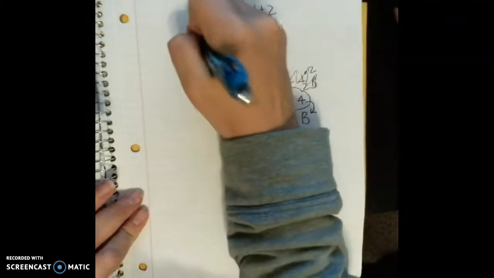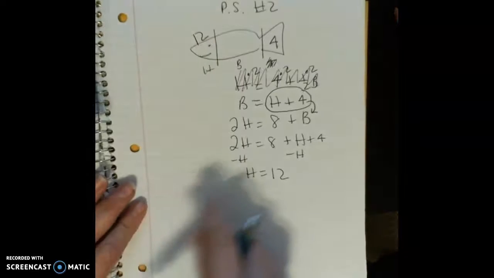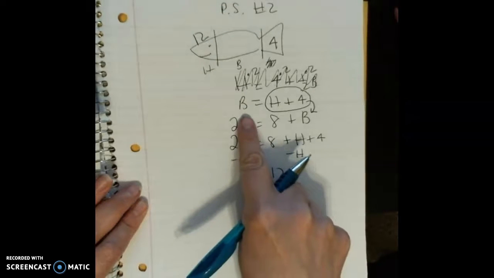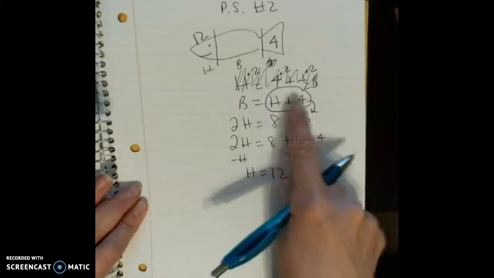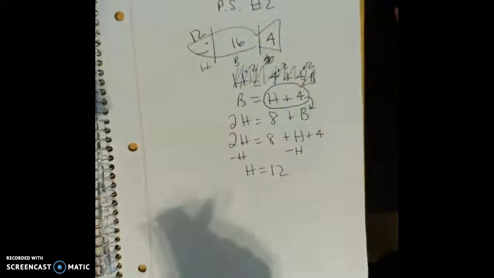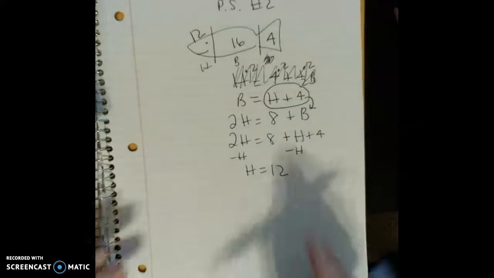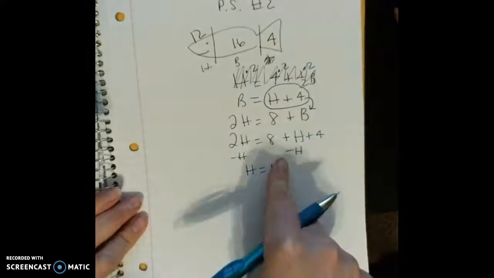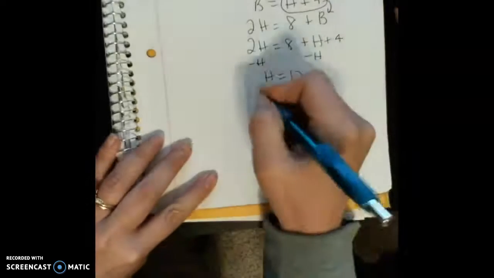So I'm going to put a 12 on my picture where my head is. Now, to figure out the body, I know that the body equals the head plus 4. So 12 plus 4 is 16. So if you have algebra, then you can do algebra to figure out your problem solving. Okay. Now, the other way is to guess and test.